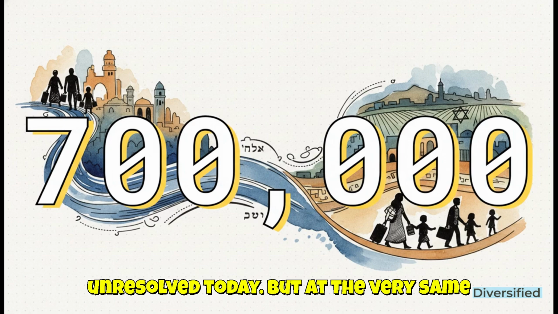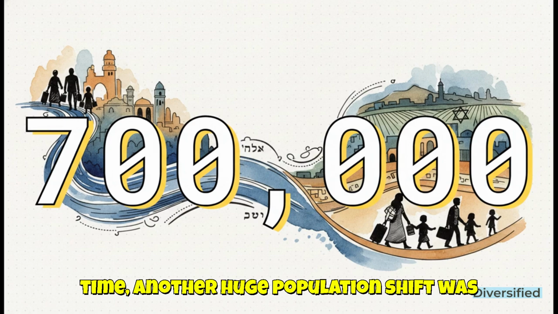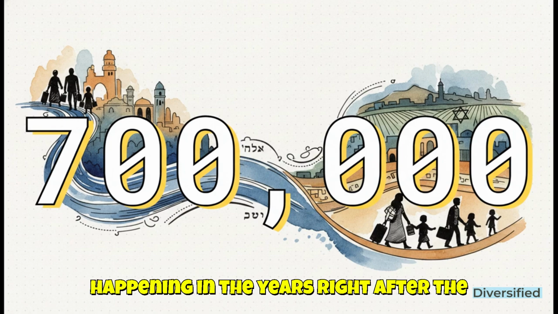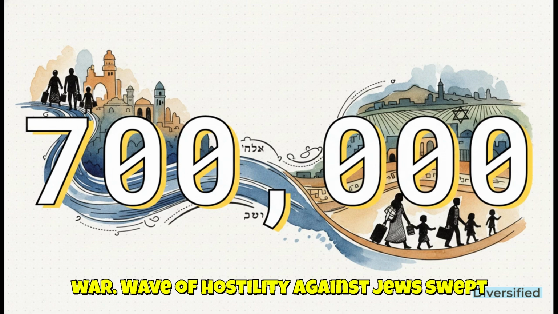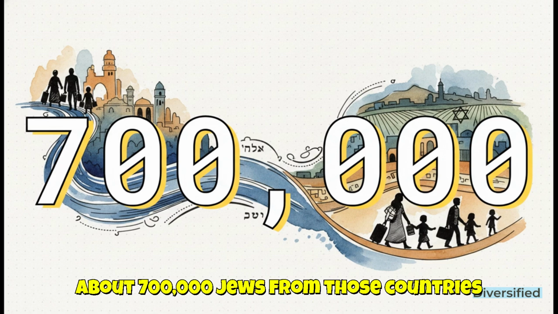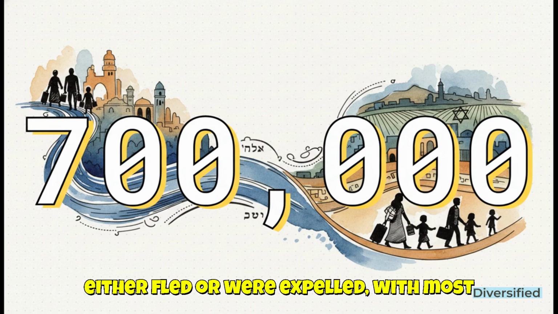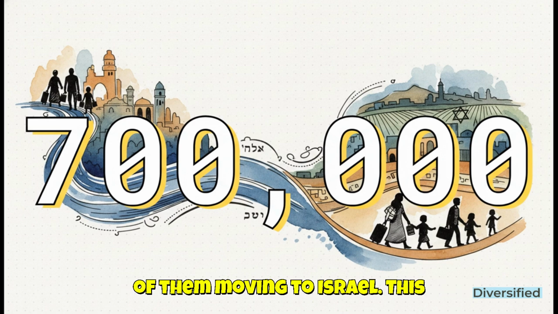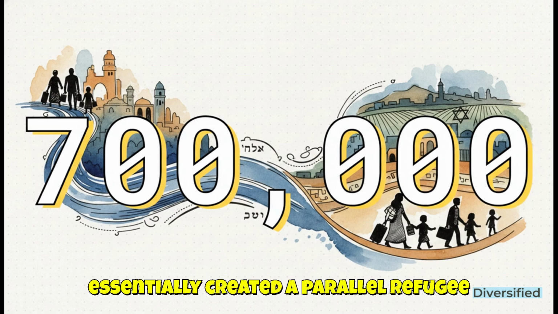But at the very same time, another huge population shift was happening. In the years right after the war, a wave of hostility against Jews swept across the Arab world. And as a result, about 700,000 Jews from those countries either fled or were expelled, with most of them moving to Israel. This essentially created a parallel refugee story.